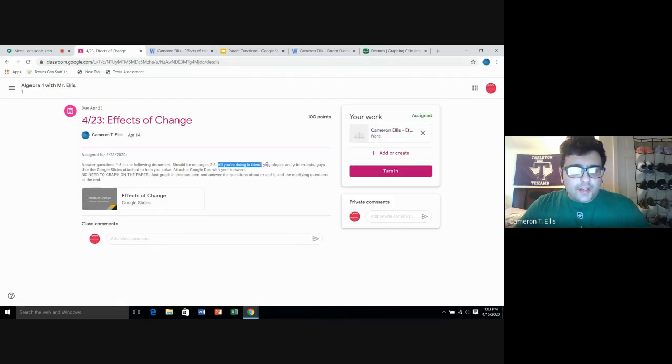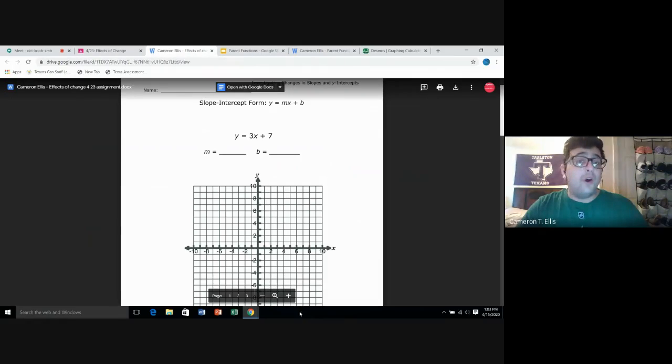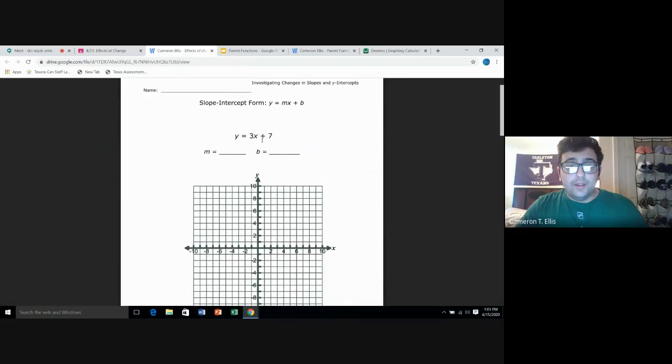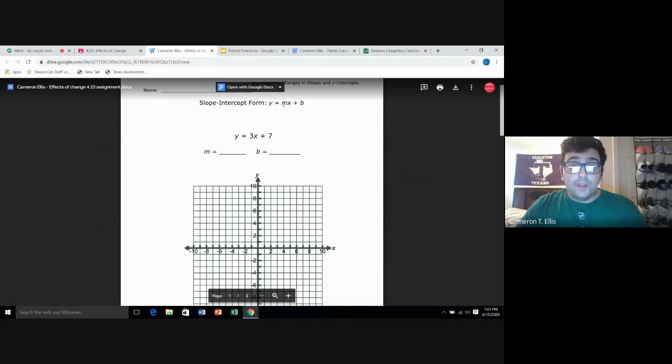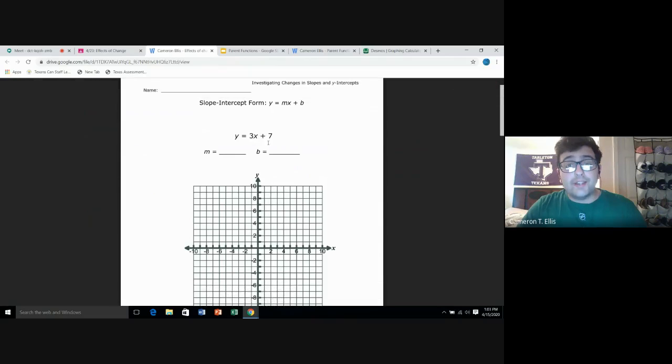And all you're doing is identifying slopes and y-intercepts. Well, that's easy enough. So I can do all of these for you guys. Y equals mx plus b. M is your slope, b is your y-intercept. So in y equals 3x plus 7, for example, right? Your m, your slope, the guy that's multiplied by x, is 3, because 3 is multiplied by x here. And 7 is your y-intercept because it's the thing that's by itself in the problem, right?